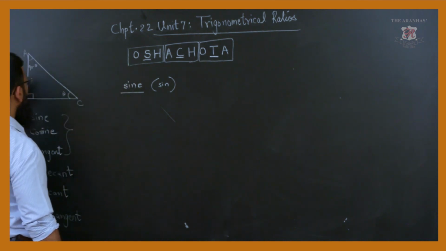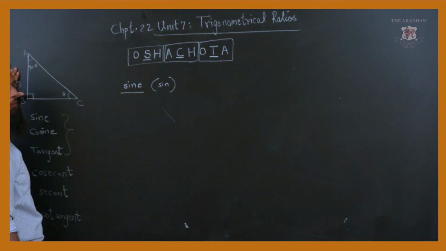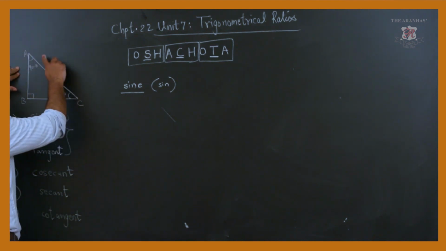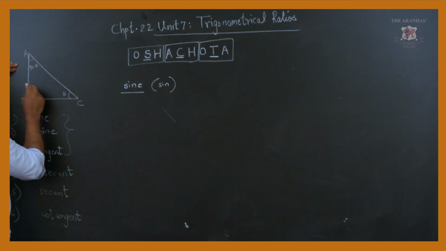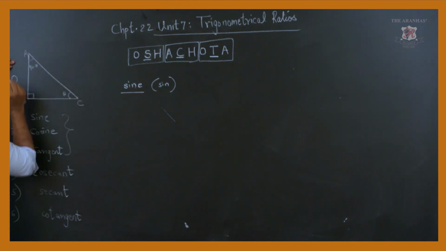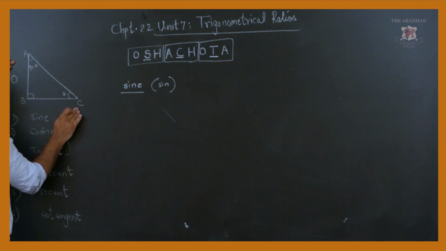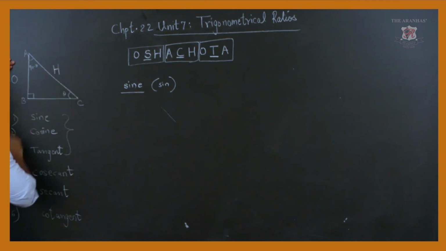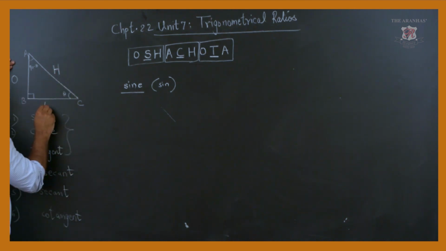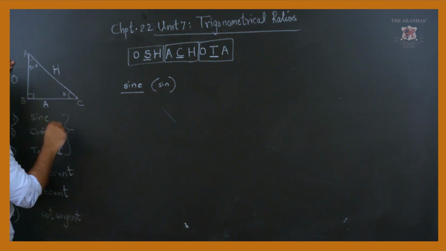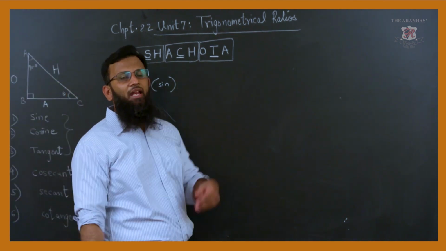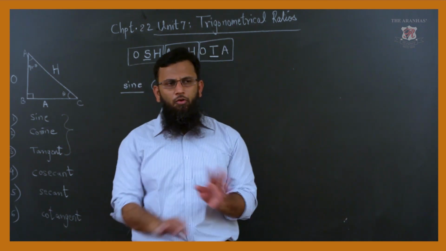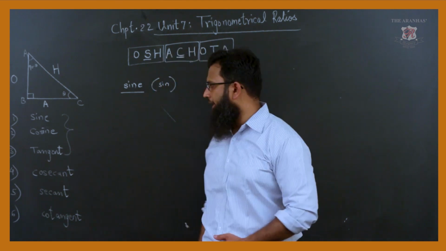O will represent opposite side. O is called opposite side and H represents hypotenuse. O stands for opposite side to angle theta, H stands for hypotenuse, and as I told you, A can be called as base, it can be also called as adjacent side, both are one and the same. There is no harm in calling it as adjacent side to angle theta.